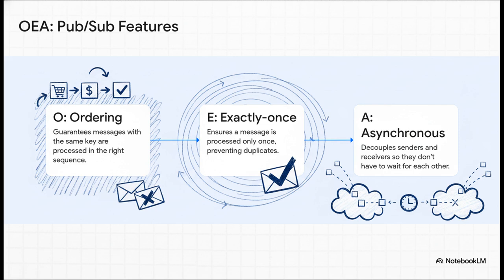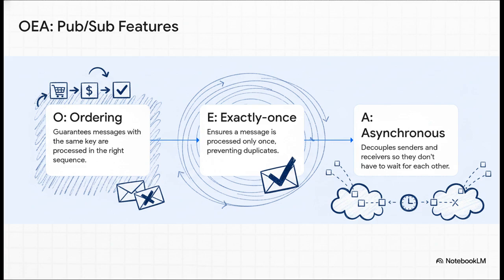Next, E is for exactly once delivery. You can't have someone's payment processed twice, right? That'd be a disaster. This feature ensures every single message is processed one time and one time only, no duplicates. And finally, A is for asynchronous, that beautiful decoupling we just talked about. So one more time, OEA: ordering, exactly once, asynchronous.